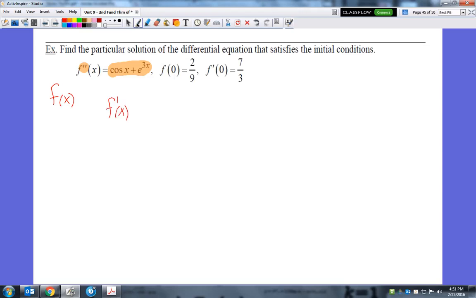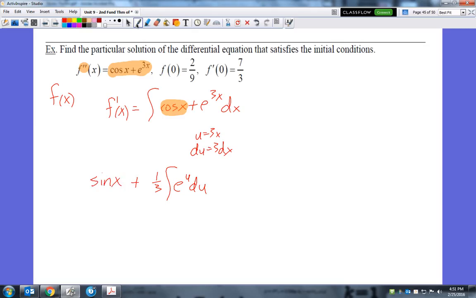F prime of x is equal to the integral of cosine of x plus e to the 3x with respect to x. Okay, so right now u is equal to 3x, du is equal to 3 dx. So the rewrite is 1/3 e to the u du. Okay, we know that this integral of cosine should be sine. So I'm going to go ahead and add that, and it'll be sine of x. Okay, and this is equal to f prime of x because we've just integrated one step. So e to the u is e to the u plus c. So this will change to e to the u plus c.